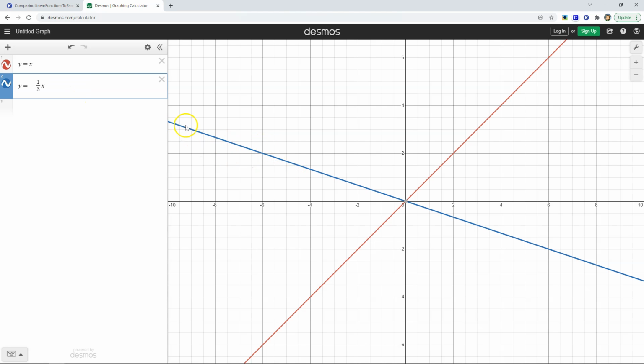And notice that that gives me a blue line that has a negative slope, so it's decreasing from left to right. Notice that it also crosses at the origin, so we're going to need that information later on. Notice also that it is less steep than the parent function y equals x. Y equals x is more steep, so it rises at a greater rate than y equals negative 1/3 x falls. Okay, we'll talk a bit about that here in just a moment.